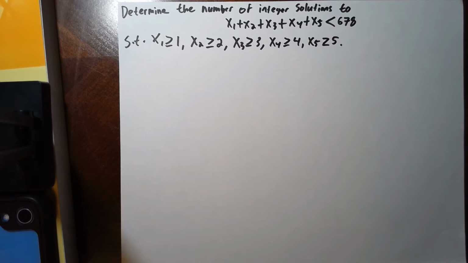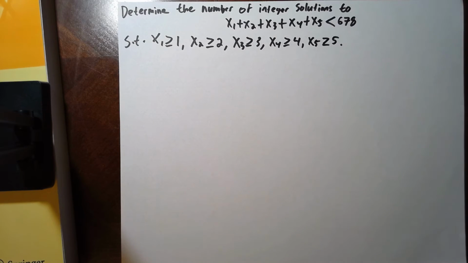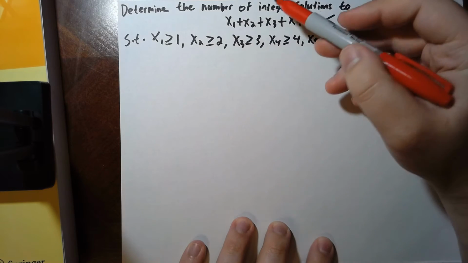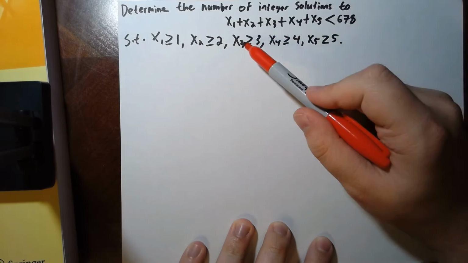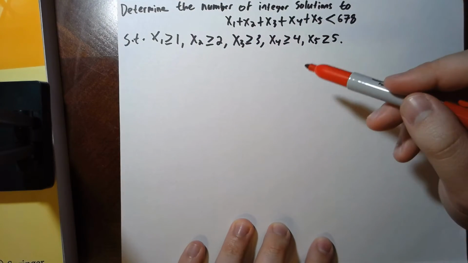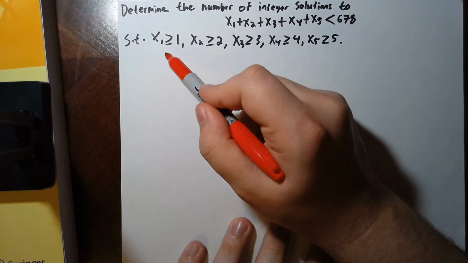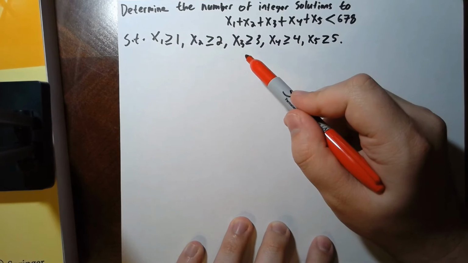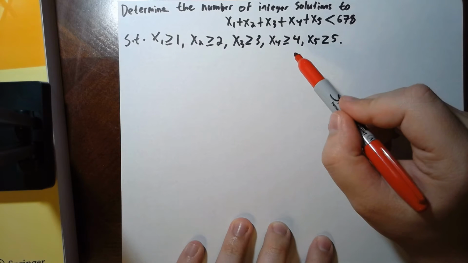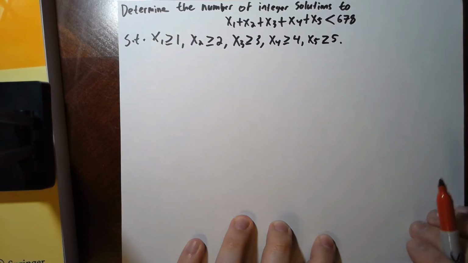Alright, so today we have a question which is more of an inequality. It's, I guess, a Diophantine inequality because we're looking at integer solutions. The question is as follows. We want to find the number of integer solutions to x1 plus x2 plus x3 plus x4 plus x5 is less than 678, but we want to have the following conditions: x1 is greater than 1, x2 is greater than 2, x3 is greater than 3, x4 is greater than 4, and x5 is greater than 5.